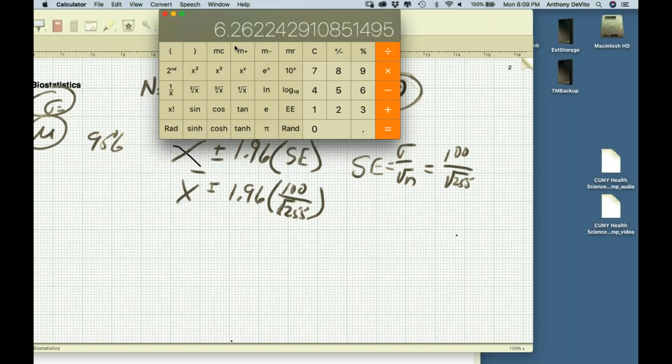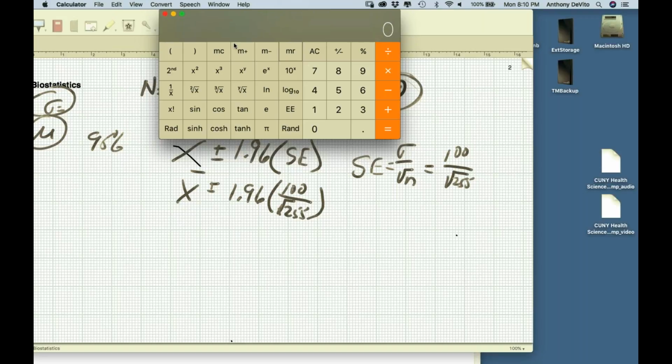I'm going to clear memory, and then put that into memory now. Now I'm going to multiply that by 1.96. 1.96 times our standard error is equal to 12.27. So this entire thing, our margin of error, is equal to 12.27. I'm going to put that into memory. Now our margin of error is in memory.